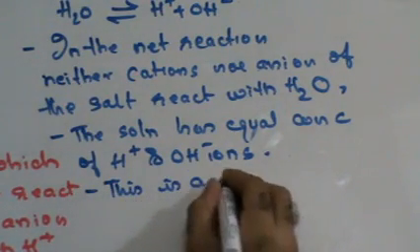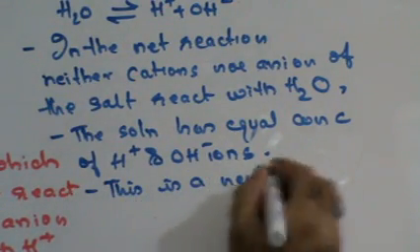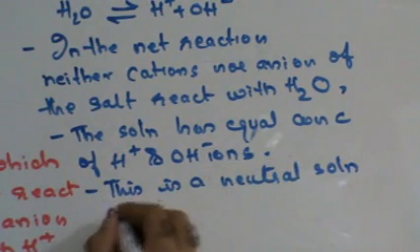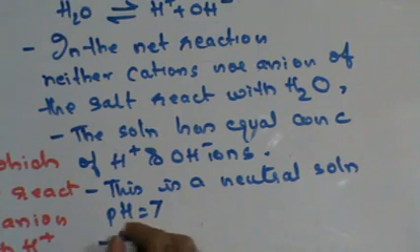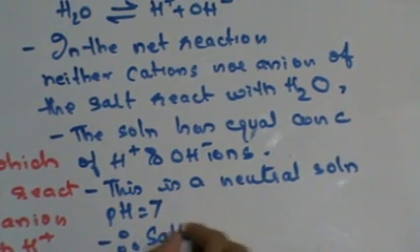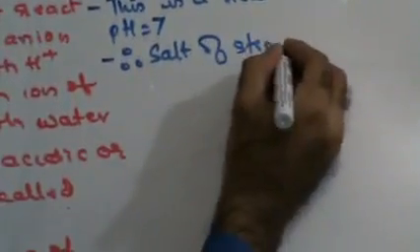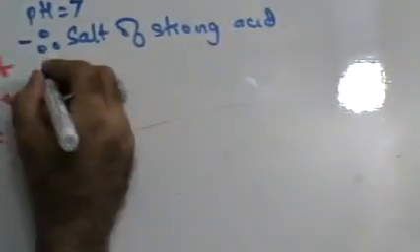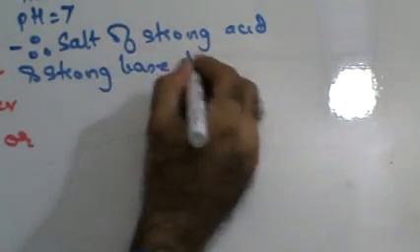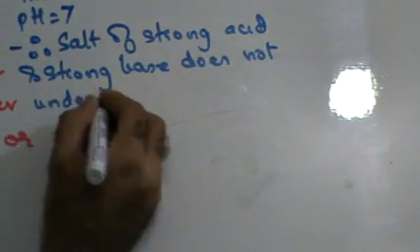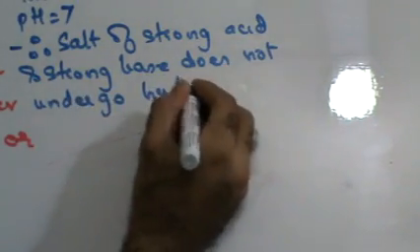This is a neutral solution having pH 7. Once I have this, hence I can say that a salt of strong acid and strong base does not undergo hydrolysis. Therefore, a salt of strong acid and strong base does not undergo hydrolysis.